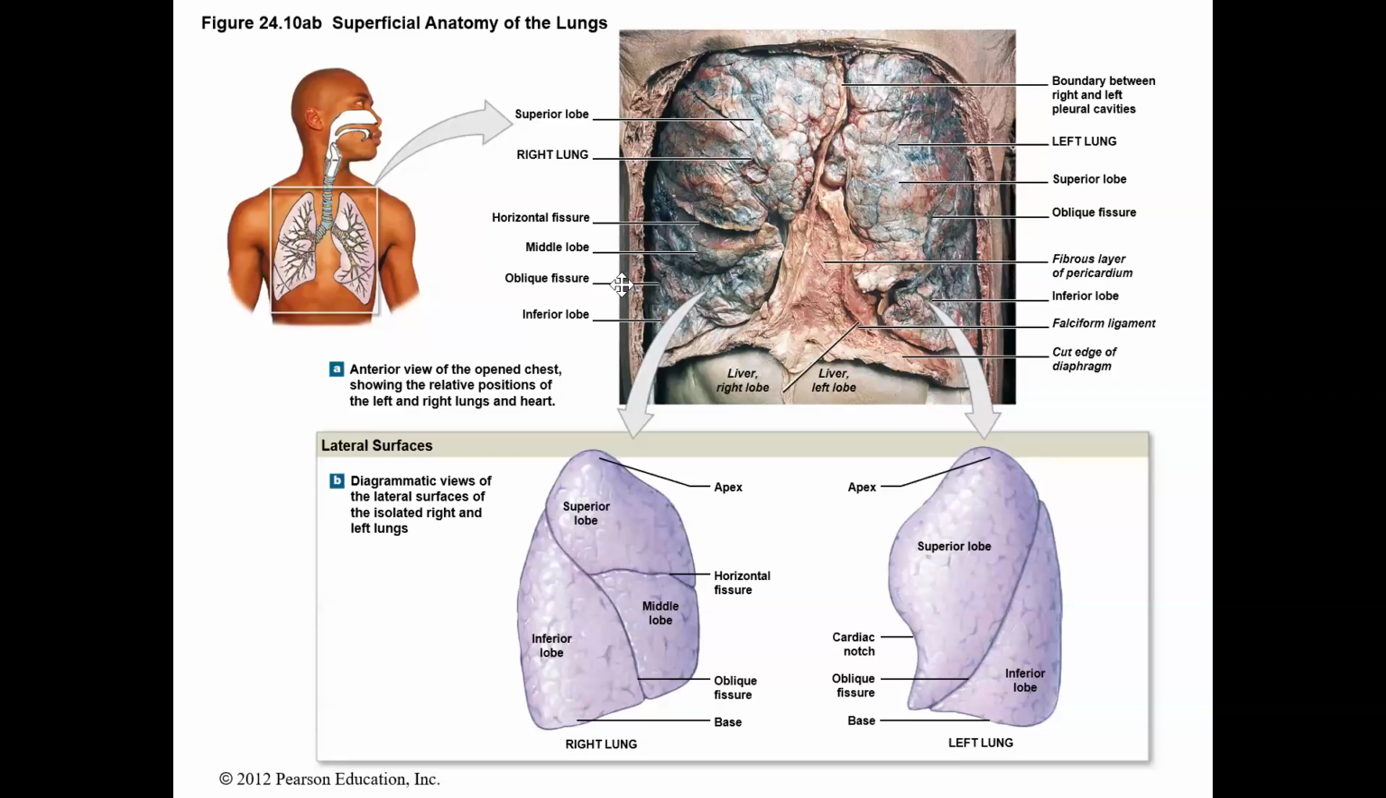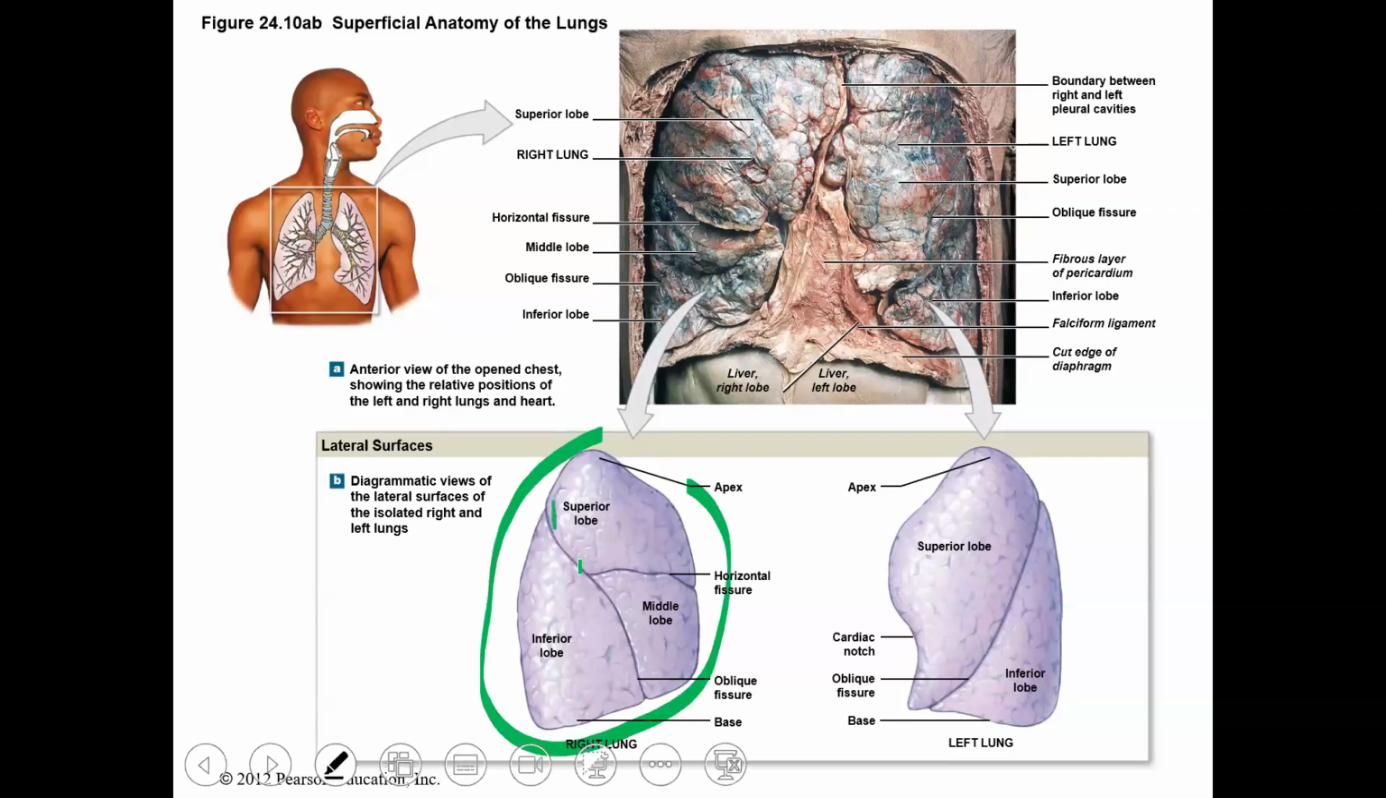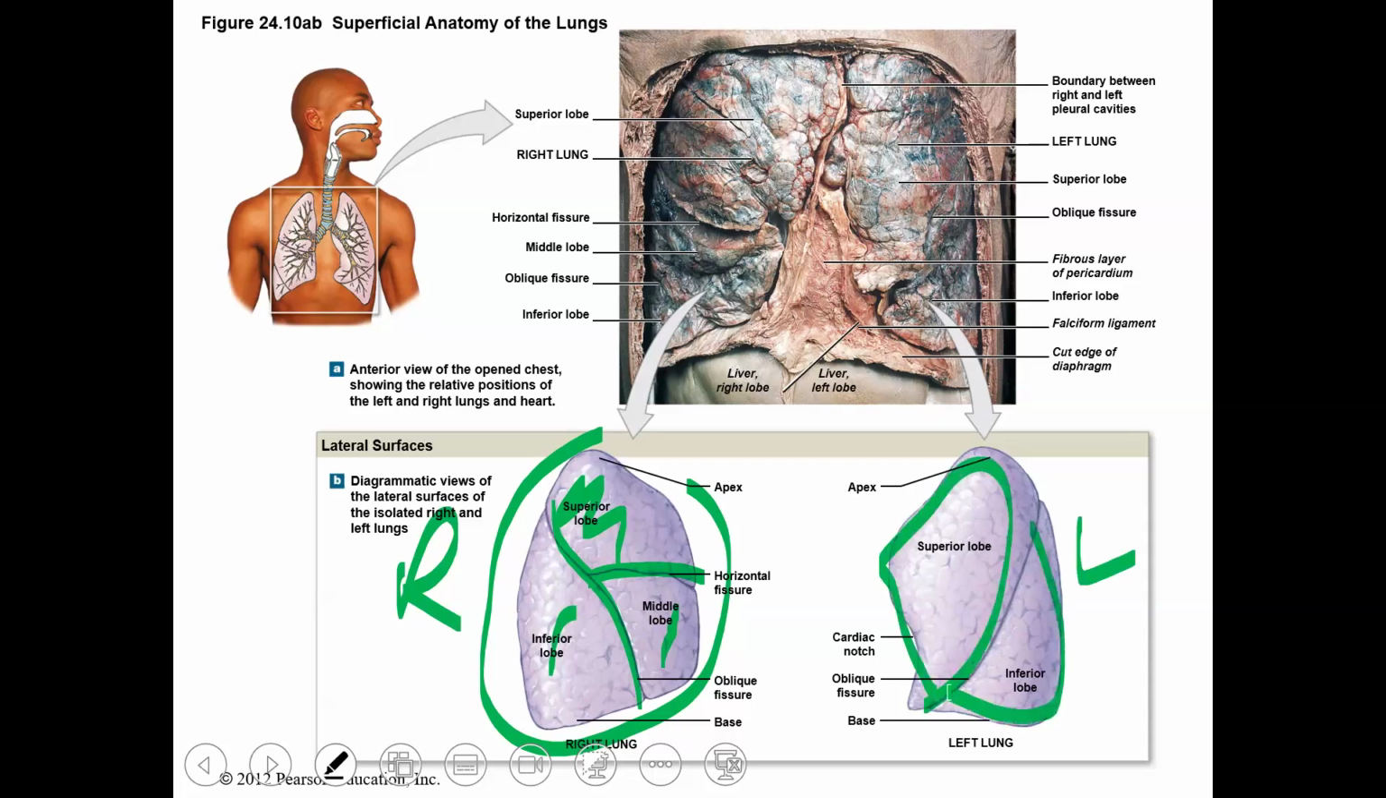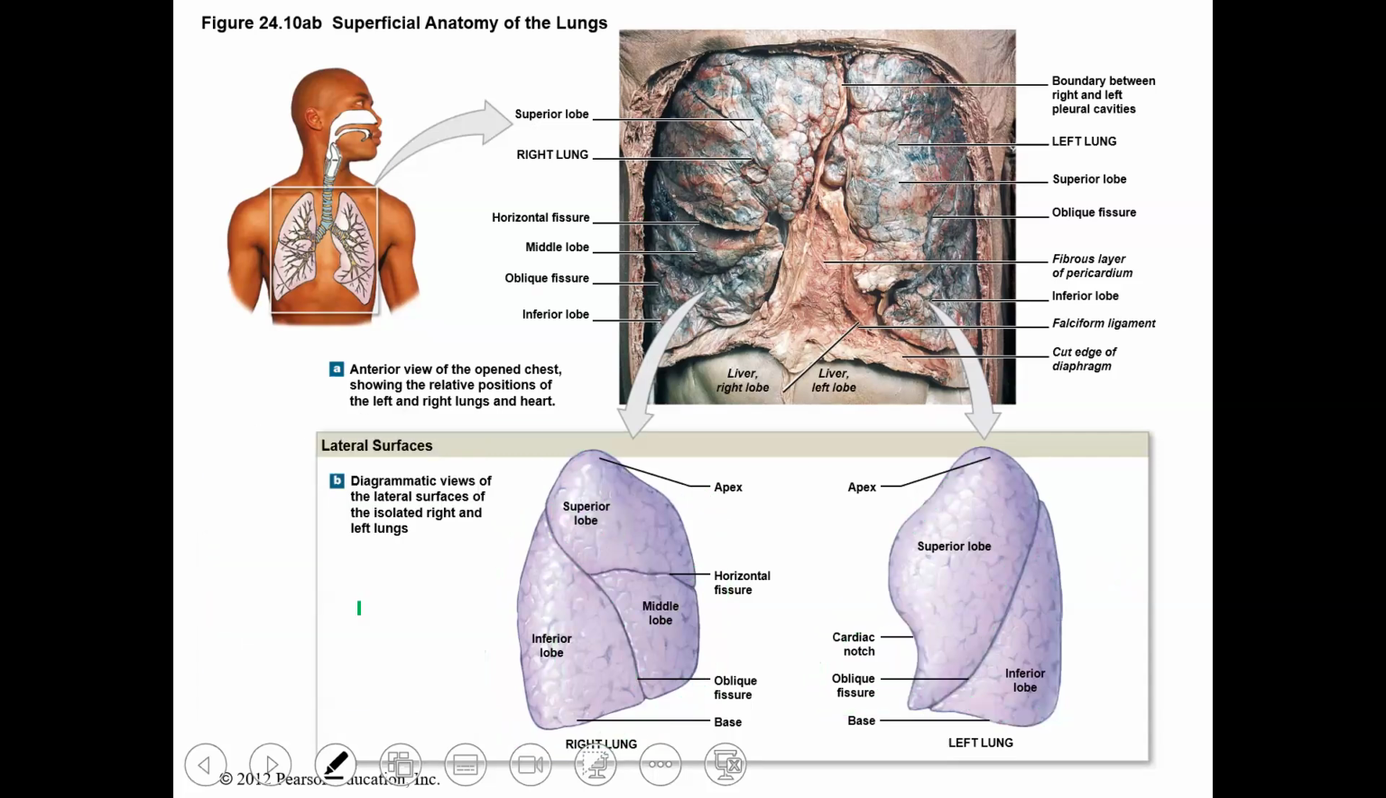So you could see again the 3 lobes, okay? Superior lobe, middle lobe, and inferior lobe of the right lung. Left lung has a superior and an inferior, and then a cardiac notch there for the heart. Okay. You can see the cut edge of the diaphragm. We went through that. That's that dome-shaped muscle of breathing.